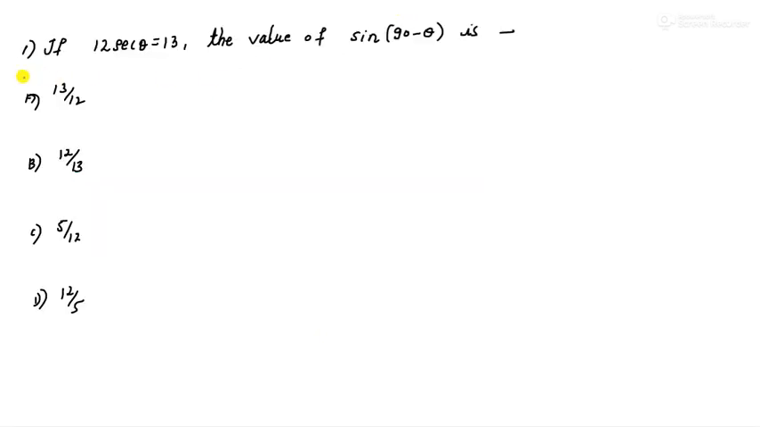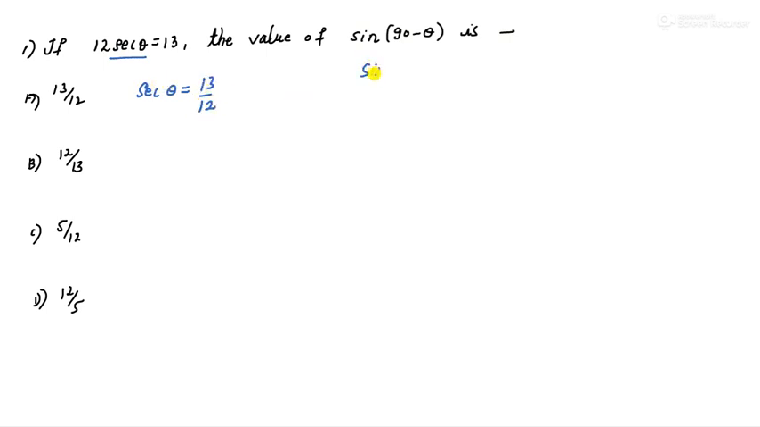So this is our first question. If 12 sec theta equals 13, the value of sine of 90 minus theta is dash. Whenever you get a question in this format, you have to bring all the numbers to the RHS. Sec theta can be written as 13 by 12.